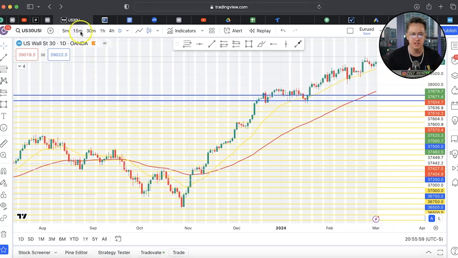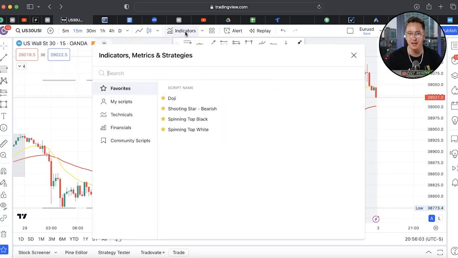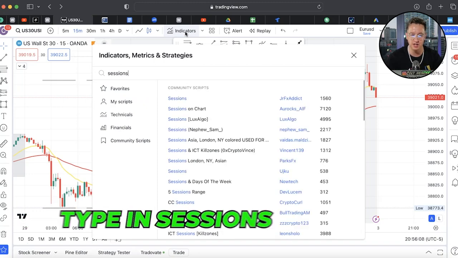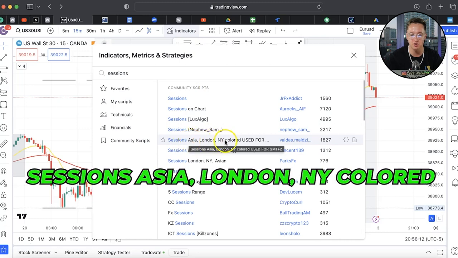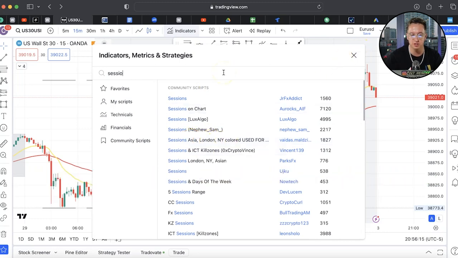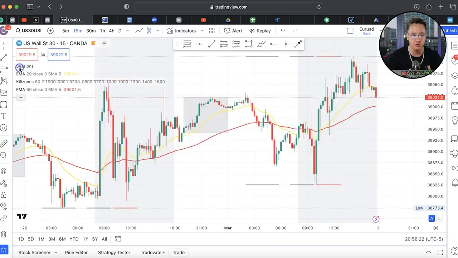Now, before we move to the next step, let's go to the 15-minute time frame, and I'm going to give you guys two indicators that I use. The first one is the sessions indicator. So type in sessions and add this one right here, sessions Asia, London, New York color. The next one that you're going to add is just the Asia ranging kill zones right here. Once you add those two indicators, they will appear right here and here.